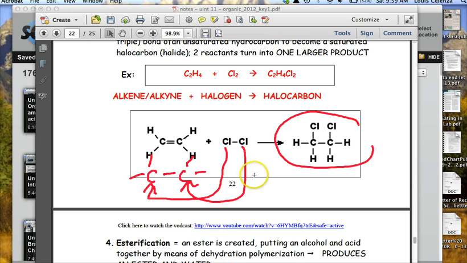And this would be 1,2-dichloroethane. And that's the difference between substitution and addition reaction.